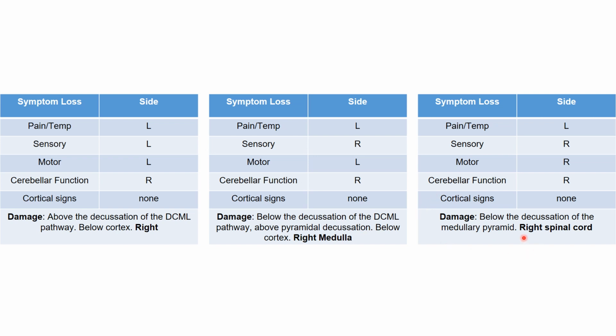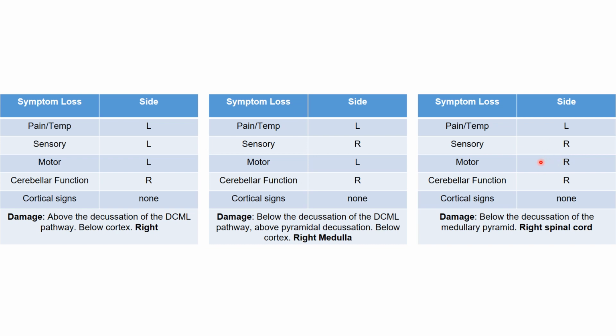Then lastly, how do I recognize a spinal cord injury versus something in the medulla and brainstem? Well, here I'm going to be looking for pain and temperature loss on the left, or it could be the right, but in this example, pain and temperature loss on the left, and sensory and motor are lost on the right. So that means sensory and motor are lost on the same side, and pain is on the opposite side. With this in mind, this is going to tell me that this is a spinal cord lesion.